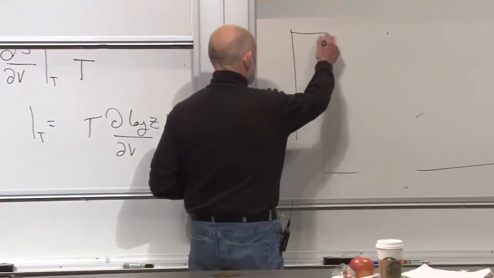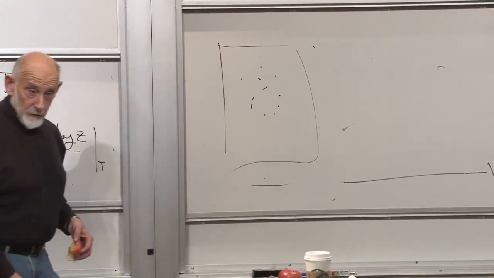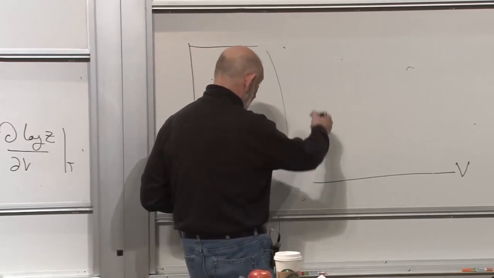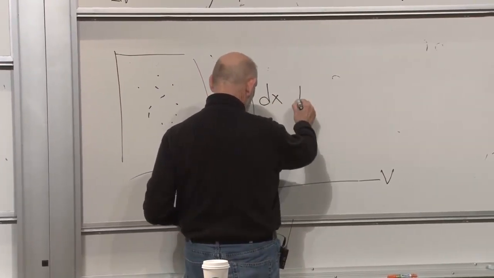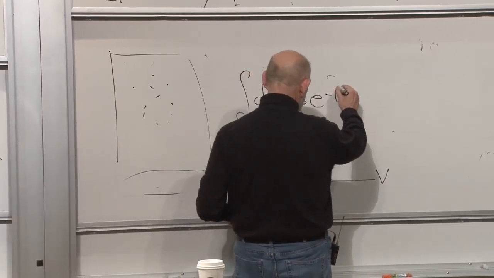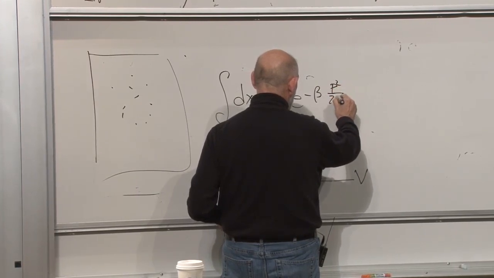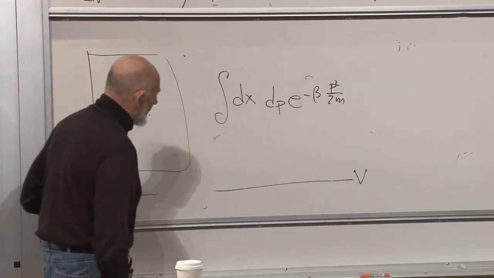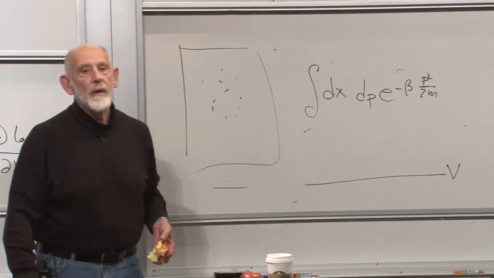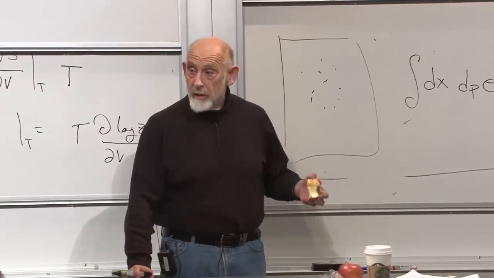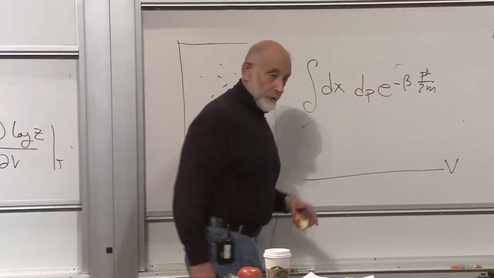Here's the ideal gas. The partition function was an integral. I'll just remind you what it was. It was an integral over all the x's and all the p's of e to the minus beta times the energy, which was p squared over 2m. This was an integral over how many x's are there? 3N. And how many p's? 3N.